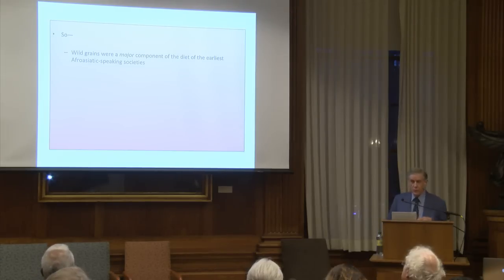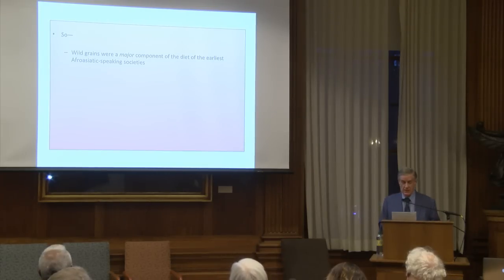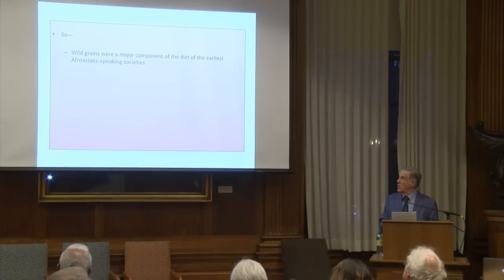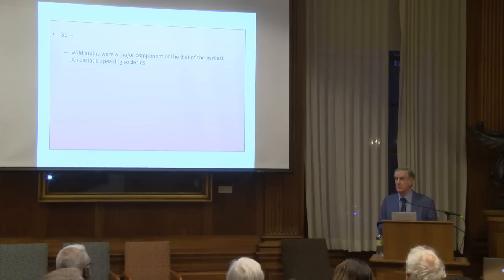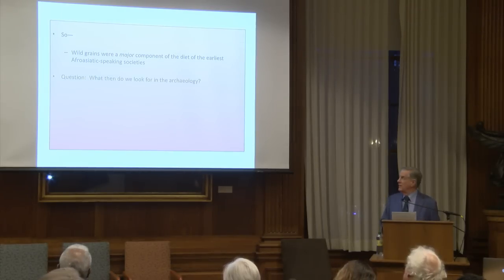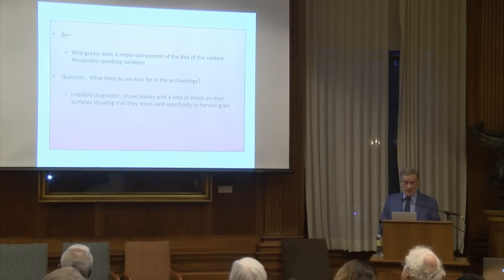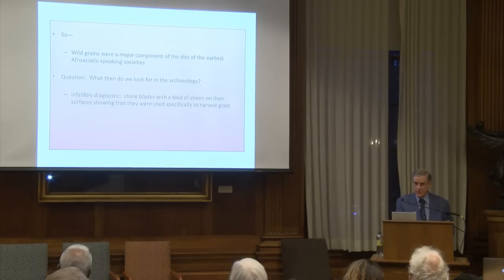So, if we are to seek out archaeological correlations for this new kind of subsistence economy, the salient question is, what would the diagnostic archaeological markers be? Well, there is one particular kind of item that is determinative of this economy, and it's an item that survives well in the archaeology, much better than the grains itself. And that item is a small sickle-shaped stone blade with a particular surface feature, a kind of sheen caused specifically by the repeated cutting off over time of many ears of grain.